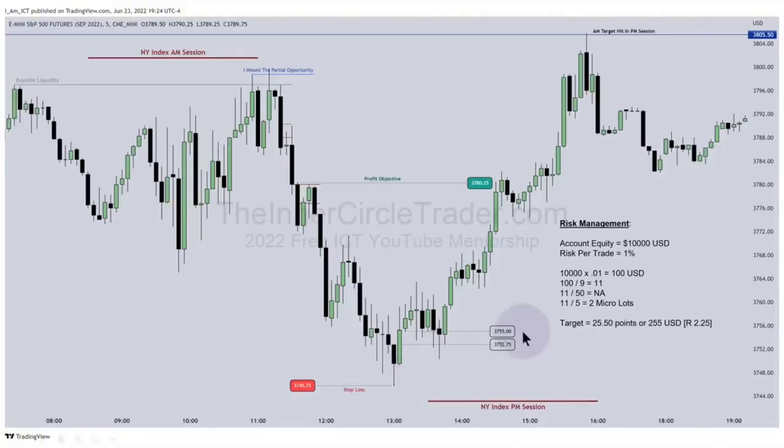Our target is 25.5 points, or $255, because it's 2 micros at $5 multiplier for each point. 2 times 5 is 10. So you're making $10 per point because you're holding 2 micros. So 25.5 points here at $10 total multiplier based on the 2 micro lots, which would be basically a 2.25% return.